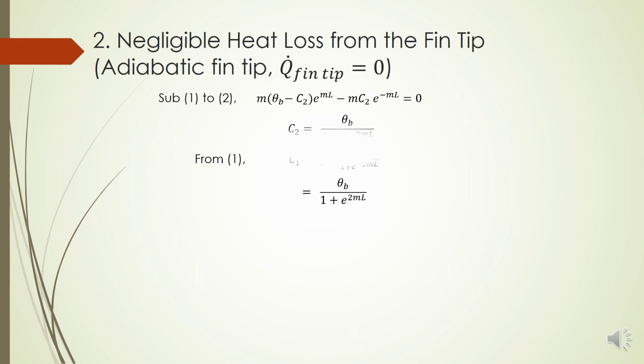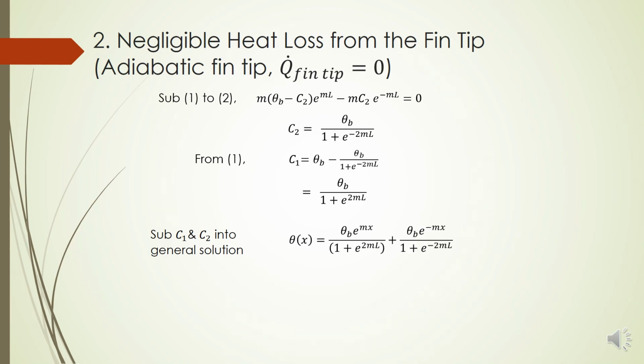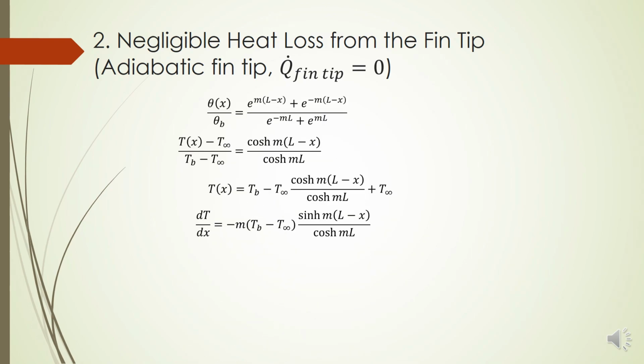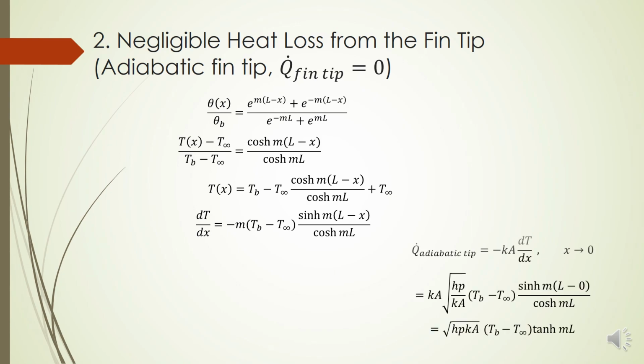Then we substitute equation 1 into equation 2 in order to get C2. And from equation 1, we substitute the C2 into it to obtain C1. After that, substitute C1 and C2 into the general solution and rearrange it. After rearranging, we will get the temperature equation Ts, and we differentiate it to obtain the new equation. Then we substitute into the heat transfer rate equation in order to obtain the final equation of rate of heat transfer for the adiabatic fin tip.